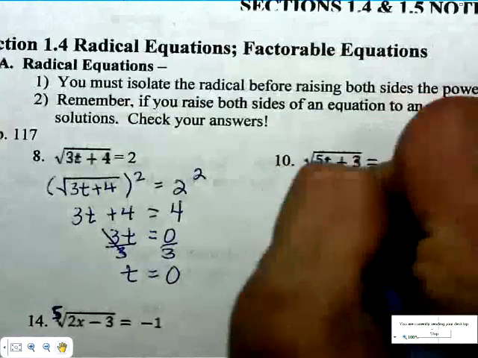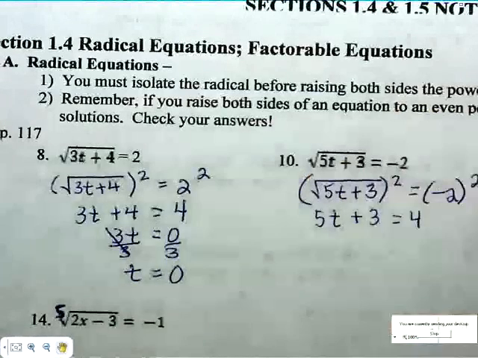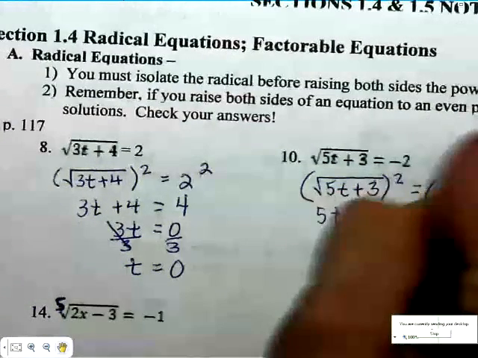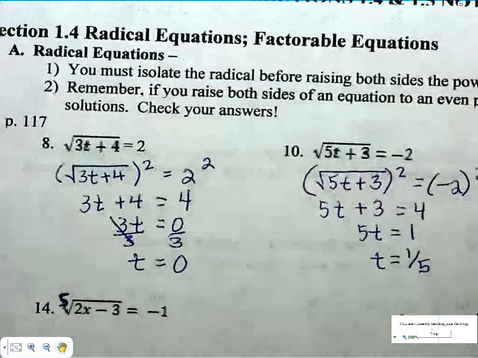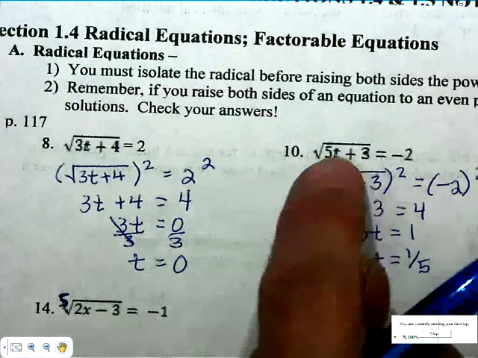You'll have 5t plus 3 equals 4. Then subtract 3 from both sides and divide by 5. And I get t equals 1/5. But I have to hypnotize you here again. Whenever your brain says square both sides or raise both sides to any even power, you have to check your answer. So substitute that 1/5 back into the original equation.